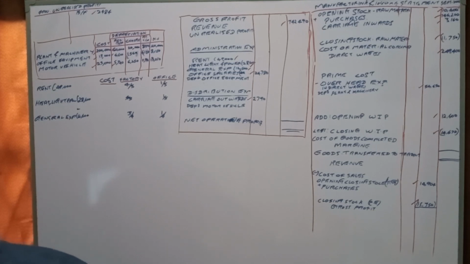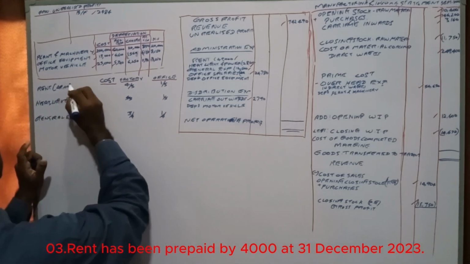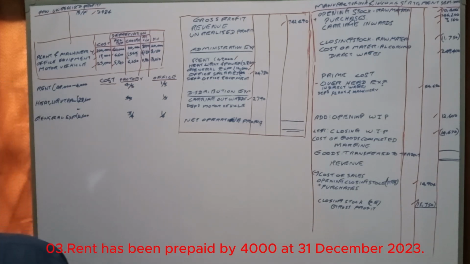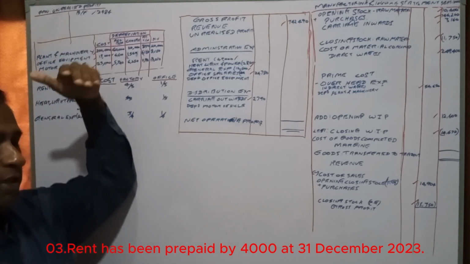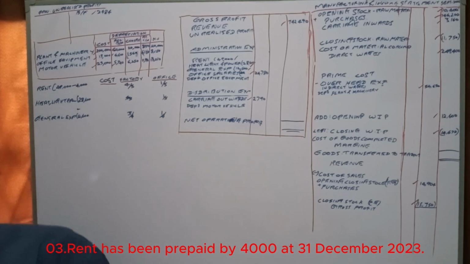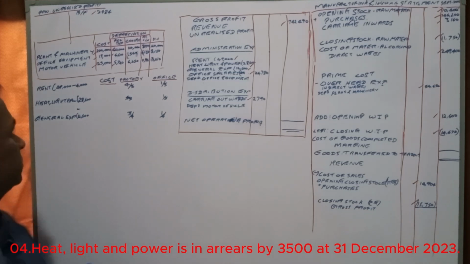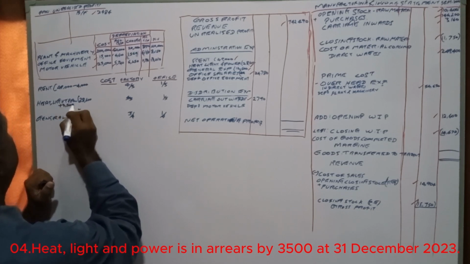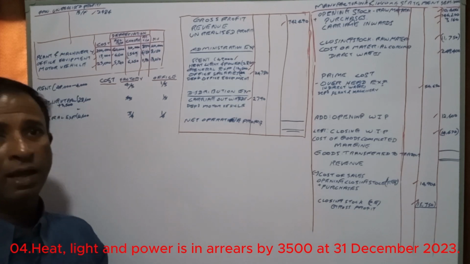Then what they say is rent has been prepaid at 31st December 4,000. The prepaid amount has to be deducted because this is not relevant to this year, from the rent account. So we have removed 4,000 and we have to show it under current assets in the balance sheet. And heat, light and power is in arrears by 3,500. Then we have to add 3,500 because we have to pay it. So it is an accrued expense, shown in the balance sheet under current liabilities.